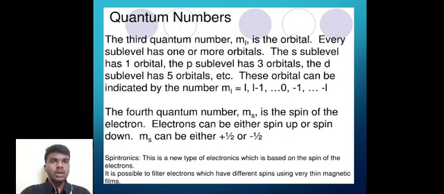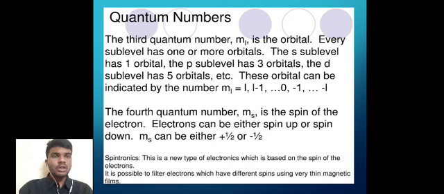Quantum numbers. The third quantum number ml is the orbital. Every subshell has one or more orbitals. The s subshell has one orbital. The p subshell has three orbitals. The d subshell has 5 orbitals, etc. These orbitals can be indicated by the number ml equals l, l minus 1, and so on down to 0, then minus 1, up to minus l.